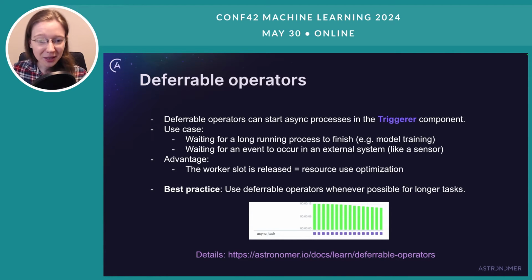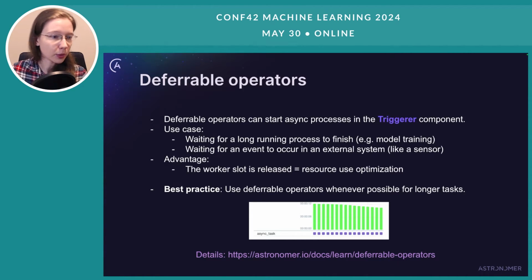If you are waiting for a long time, you don't want that worker slot to be taken up while waiting in your production environment. You want to release the worker slot and for that worker to be able to run a different task in parallel. So what you're doing is you use a deferrable operator, which will go to a whole different Airflow component called the triggerer component and tell that component to start an asynchronous process waiting for something to happen. Meanwhile, the worker slot gets released and you can have the advantage of resource optimization.